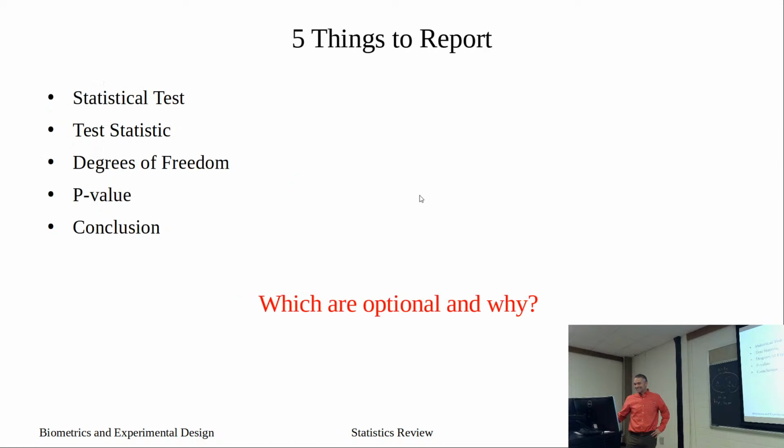All right. So we do our test. What do we report? There are 5 things. We have to report what statistical test was performed. We have to give the test statistic. We have to give the degrees of freedom. We have to give the p-value. And we have to give the conclusion, or the interpretation of the test.